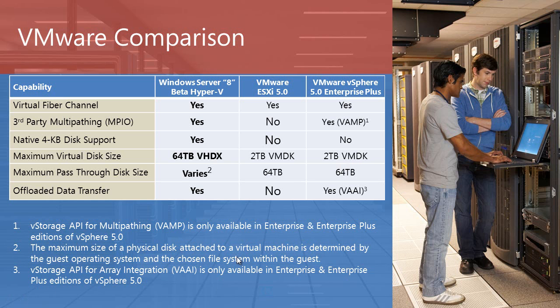In terms of maximum pass-through disk size, for us it really doesn't matter. It's whatever we can do a pass-through disk on the back end. So if your SAN is bigger than 64 terabytes, say 200 terabytes, we'll connect to that as well and have that as a pass-through disk. VMware is limited to 64 terabytes. And we do support offload data transfer, again, native within the operating system. For VMware, you need to get into that Enterprise Plus version as well.